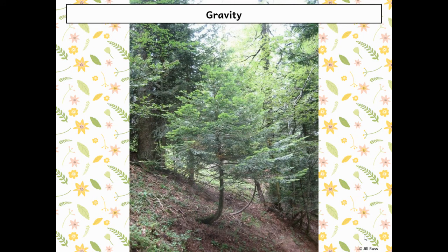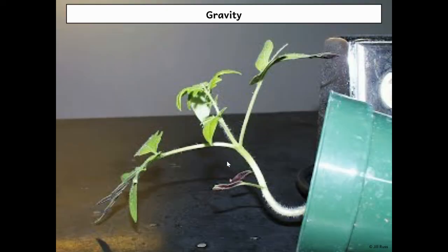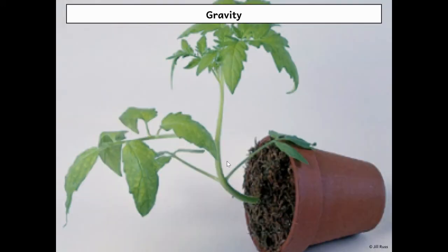Here's another plant that's being affected by gravity. You can see how the plant has come out of the ground. The roots are still down in the ground, but the stem is growing upwards away from it. Here's another plant that's being affected by gravity. Also notice how these plants have probably turned towards the light. Here's another plant that's being affected by gravity. The plant was turned on its side and the stem grew up away from gravity. And here is another picture.